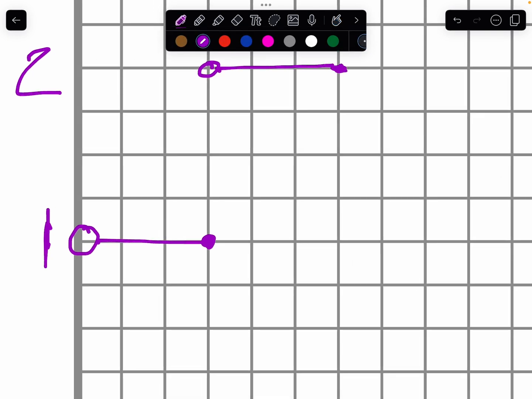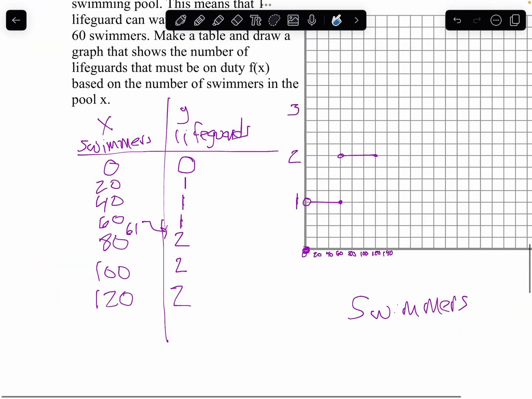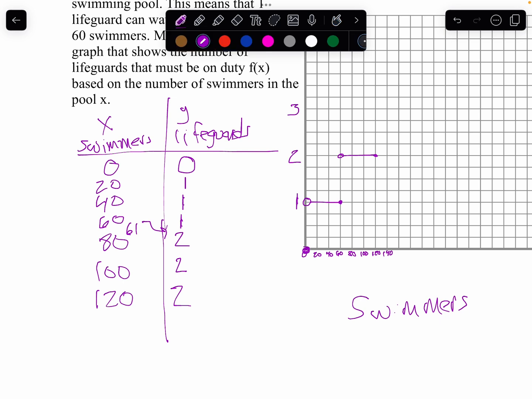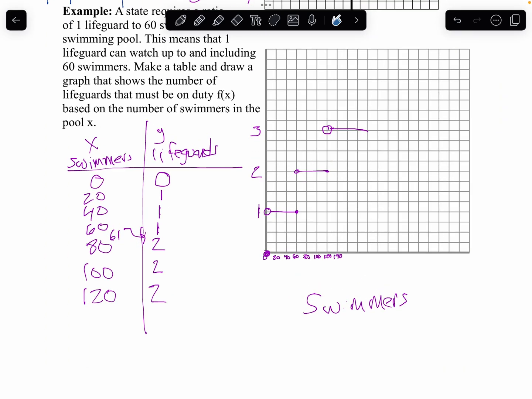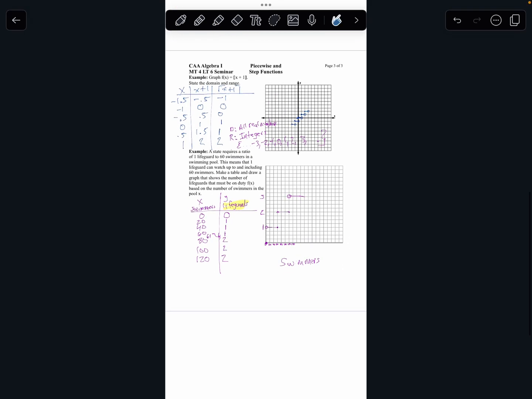And then, so do you see, it's a step function here again. Because if I have like 25, I got 1 lifeguard. 59, 1 lifeguard. But 61, 2 lifeguards. 121, 3 lifeguards. So if I look at the next one, I'd have an open circle on 120. Then I would go out until I'm at 180. And there is your step function. And the lifeguards was on my side here for y. I didn't label that because I didn't have a lot of room, but probably should have labeled that.